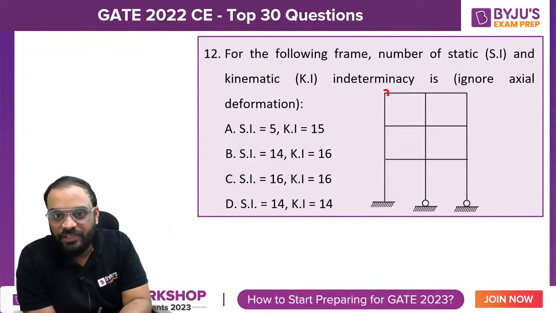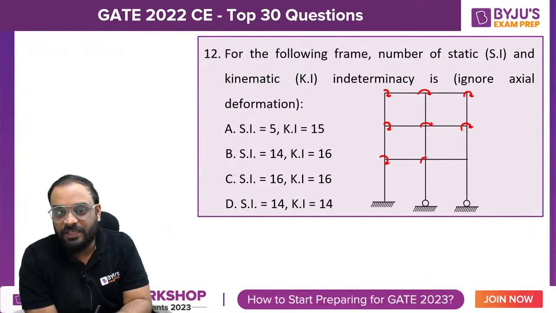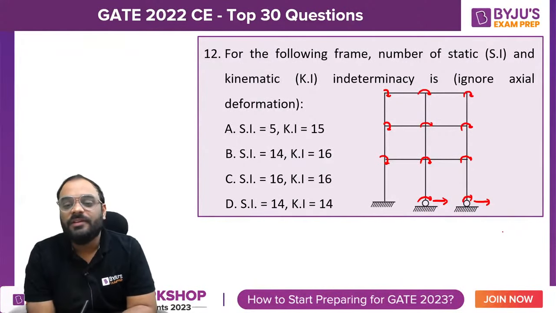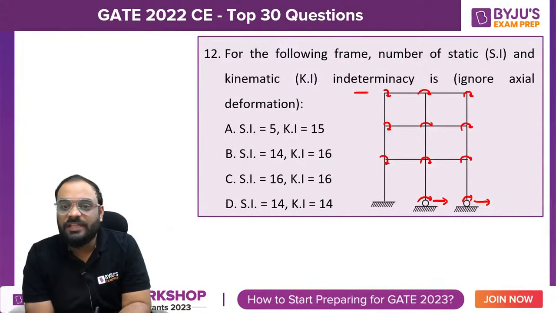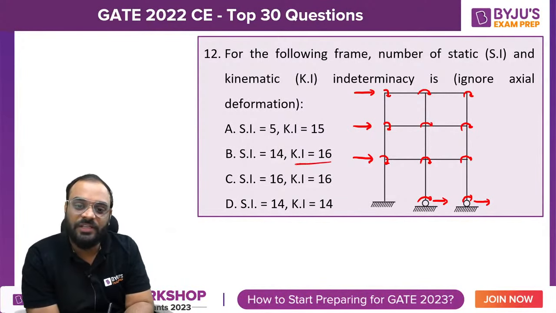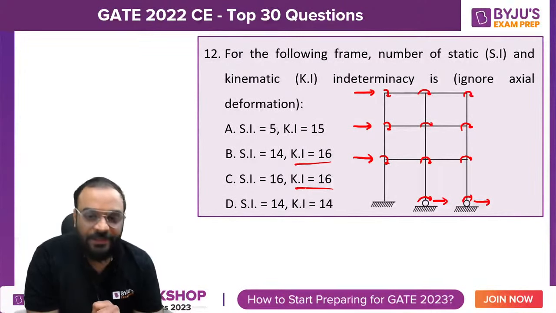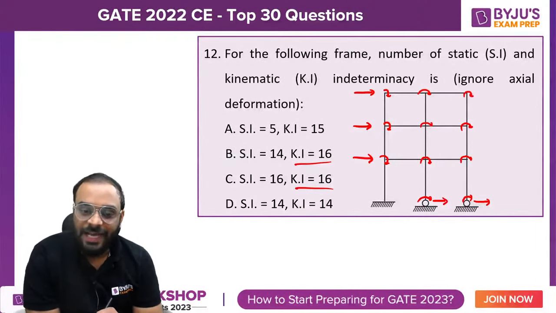Okay, so theta 1, theta 2, theta 3, theta 4, theta 5, theta 6, theta 7, theta 8, theta 9, theta 10, theta 11, right? And this particular support can roll in this direction and in this direction also. So how much is it? 11 plus 2, 13, right? Then sway, 14, 15, 16. That's why DK is 16. Clear? DK is 16.